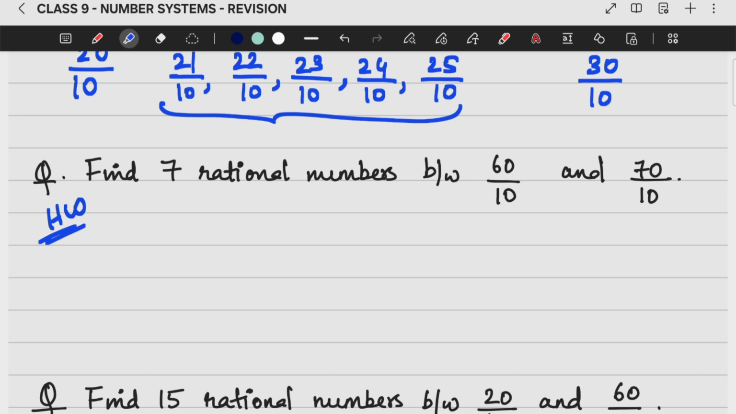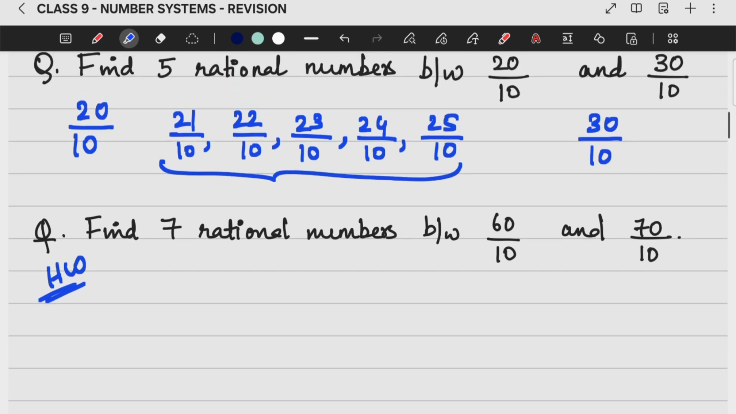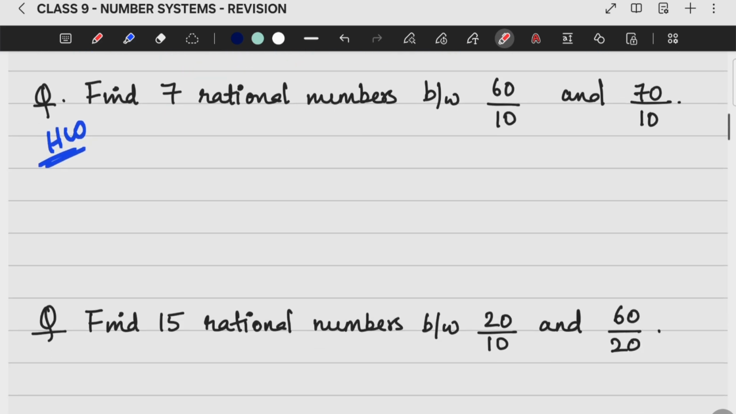Now, whenever you have to find using this particular method, you have to make sure the denominators are the same, and between the numerators you have got a good range. So in the sense from 20 to 30, you can write nearly 9 numbers. You are asked only 5, so you can write any 5 numbers. Now here also between 60 and 70, the denominator is the same. You have to write any 7 numbers.